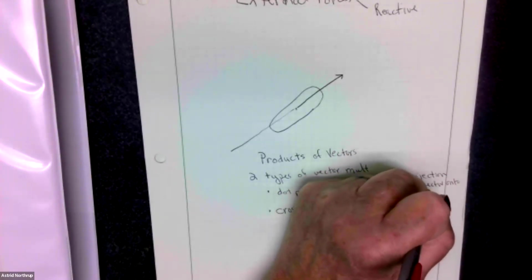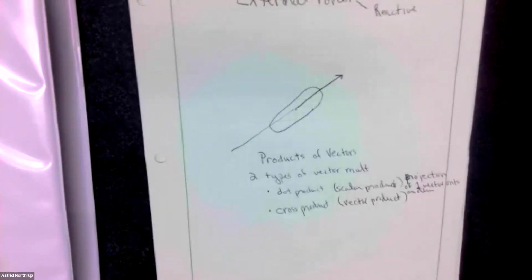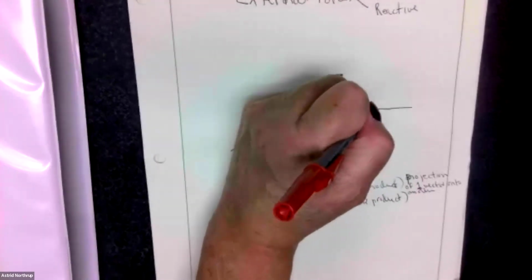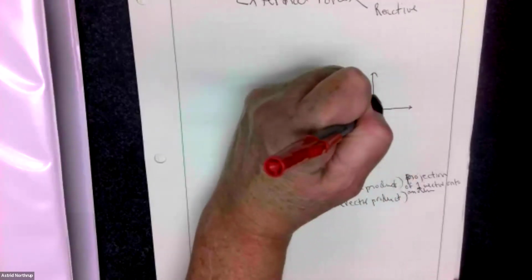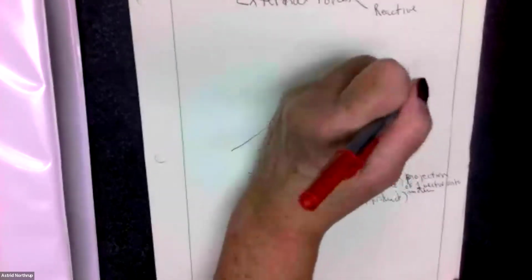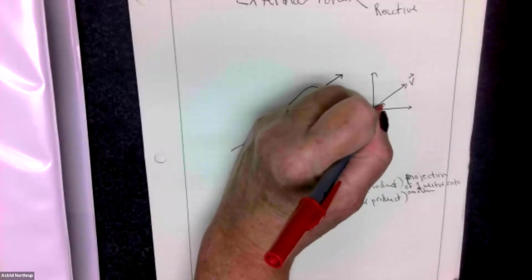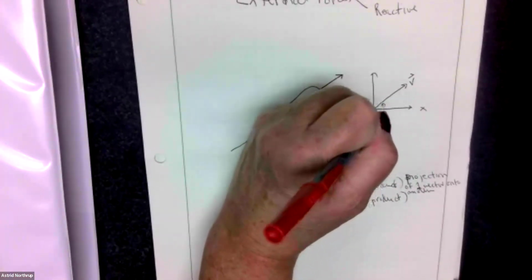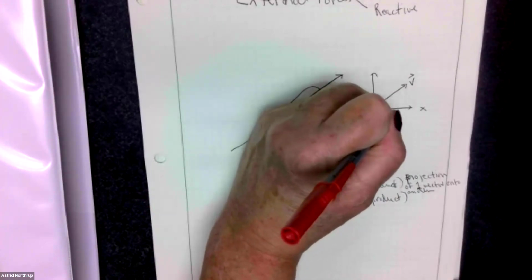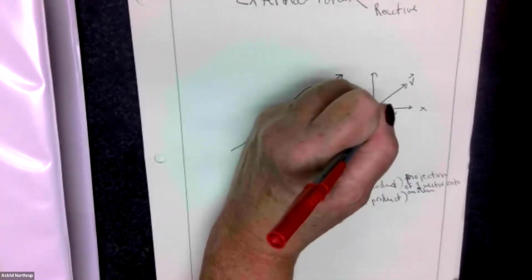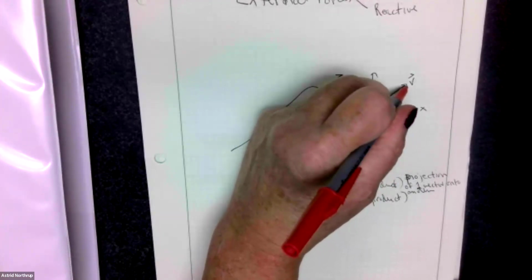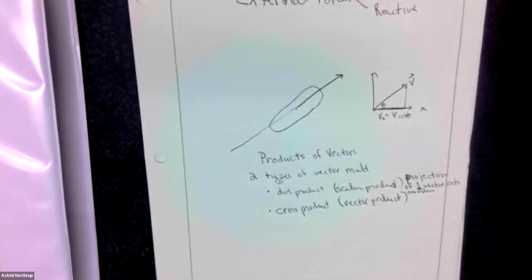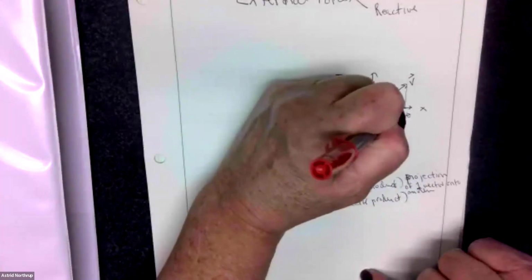And unknowingly, we were kind of doing that when we were taking components. So like if you have a vector that looks like this, V, and we have an angle theta that it makes with the horizontal or x-axis, we can say that the component of V in the x direction is equal to the magnitude of V times the cosine of theta. And geometrically or trigonometrically, it looks like this, right? And that is actually a scalar.